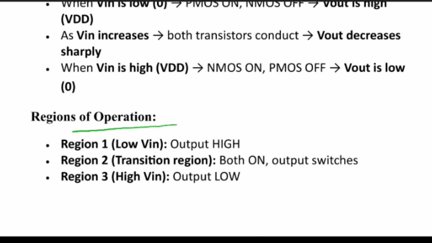And regions of operation: in region 1, low input, high output. In region 2, transition region, both on, output switches. In region 3, high input voltage, low output.